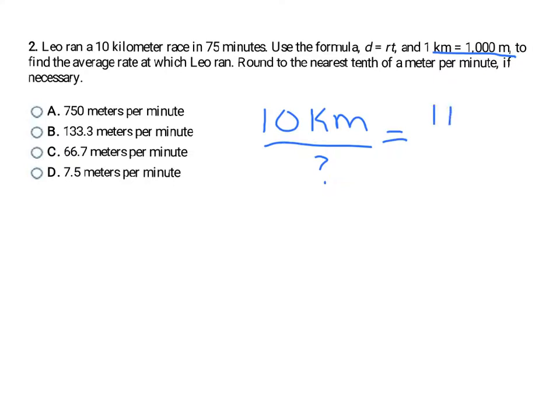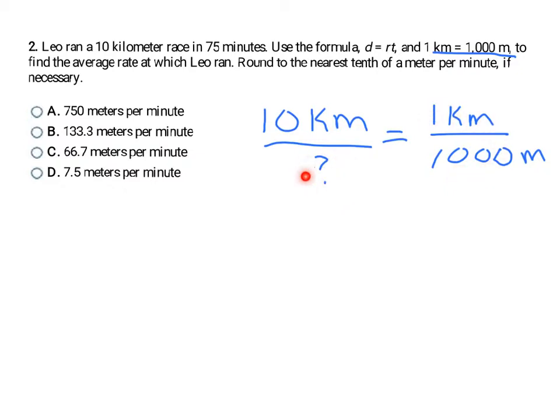1 kilometer is the same as 1,000 meters. Now keep in mind, when you set up a proportion, you always have to have the same units on the top as the bottom. So here's my meters, and that's what I'm looking for. And then you also want to make sure that the numbers on the same side are the ones that are related. So 1 kilometer is the same as 1,000 meters.